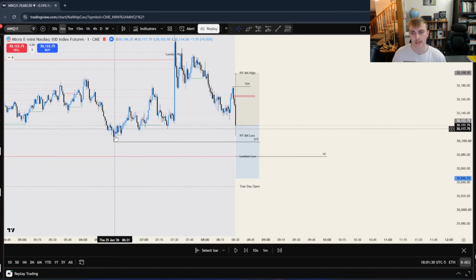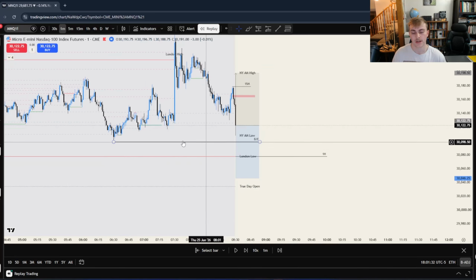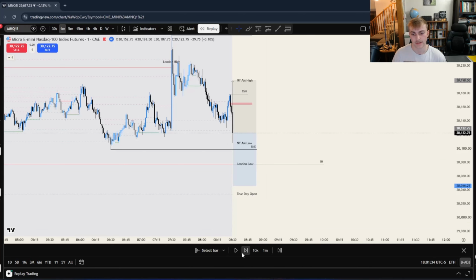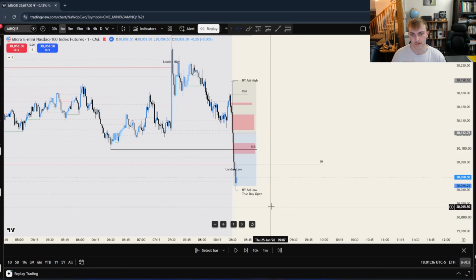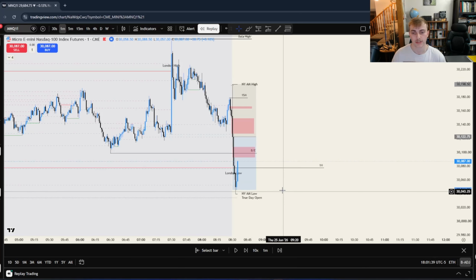Top of the 15-minute and then displacement lower with low resistance here, the bottom of it being my break even, and this is how the trade would have played out. Bang, TP. Now, unfortunately, I didn't get that.